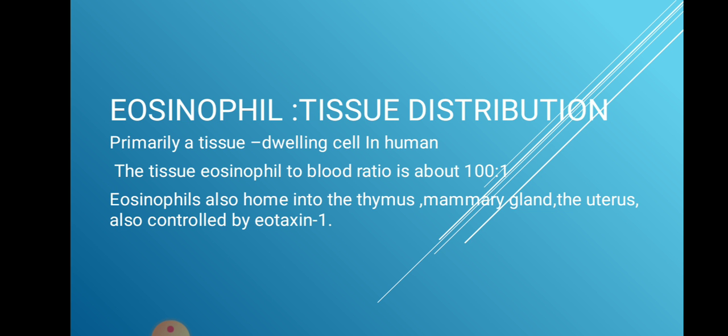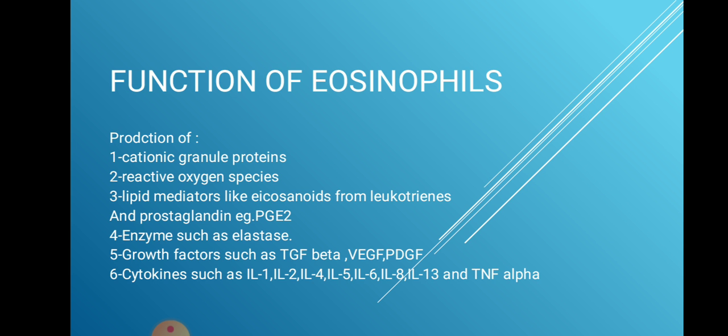Eosinophil primarily is a tissue dwelling cell in humans. The tissue eosinophil to blood ratio is 100:1. Eosinophils also home into the thymus, mammary gland, and the uterus, and are also controlled by eotaxin 1.